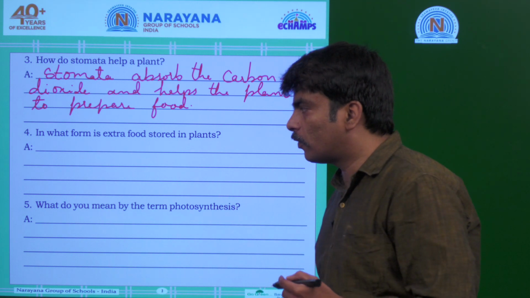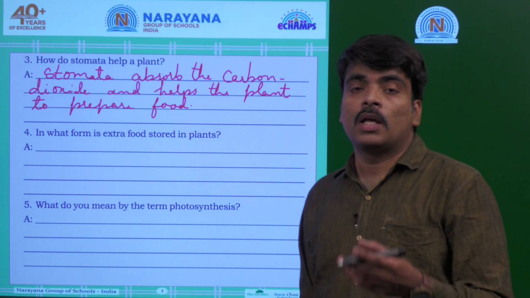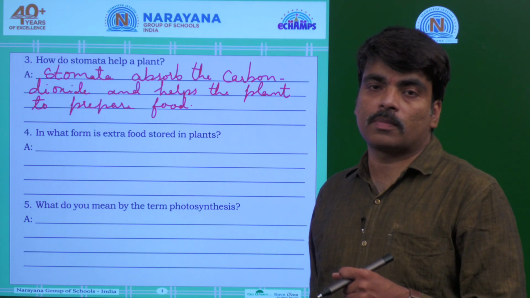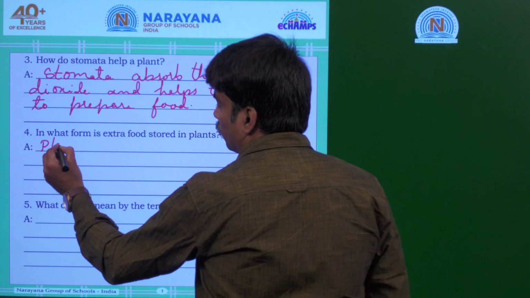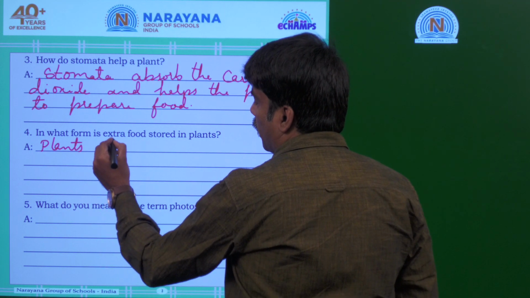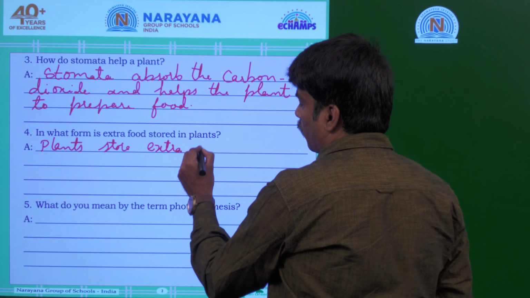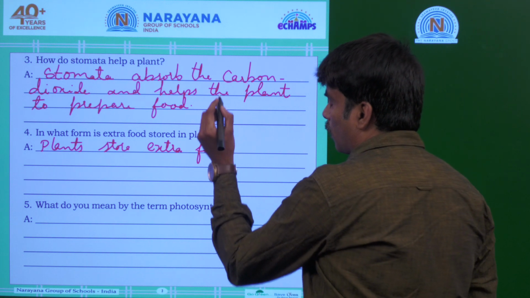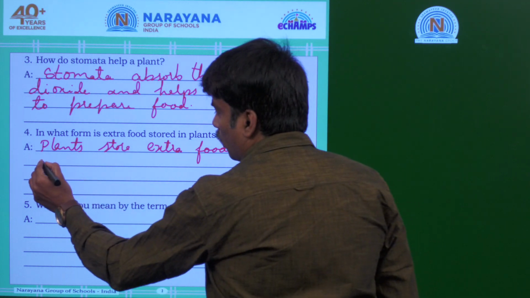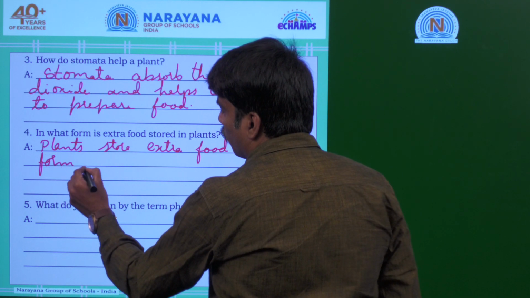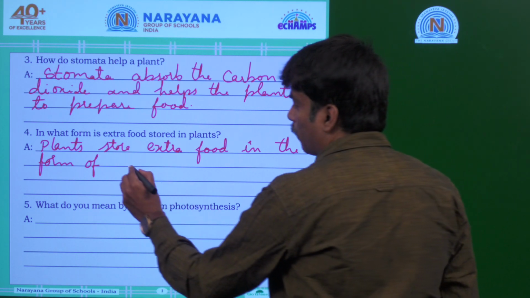In what form is extra food stored in the plants? The extra food, after preparing the food, that is glucose, plants store this glucose in different parts. In what form? Plants store extra food in the form of starch.